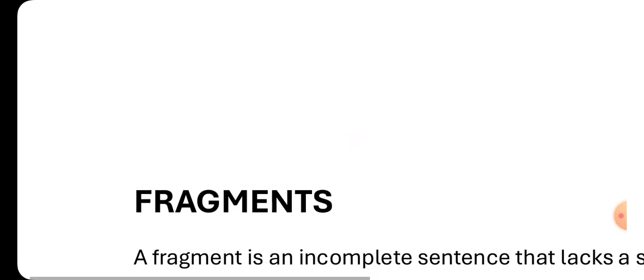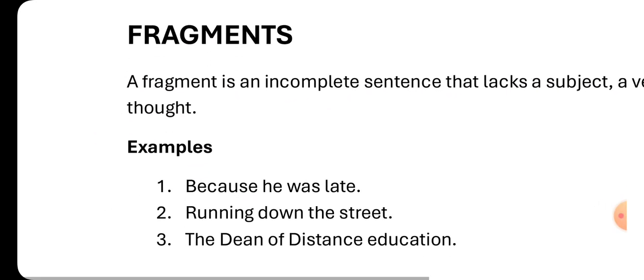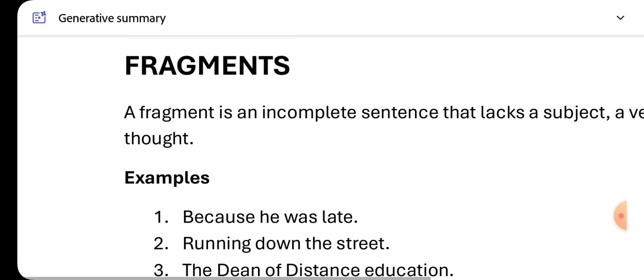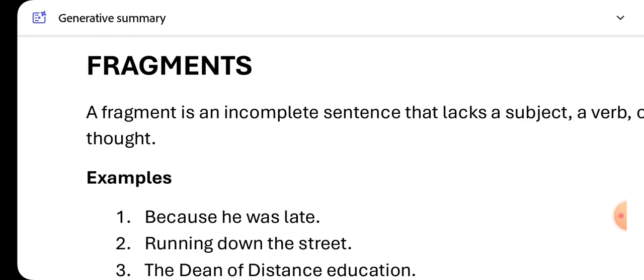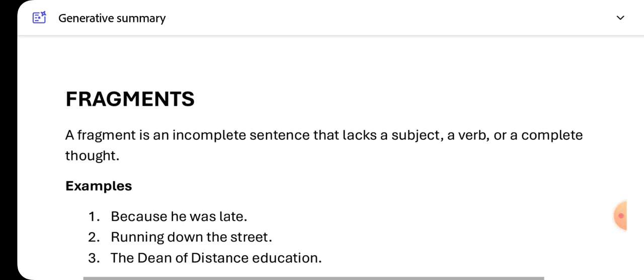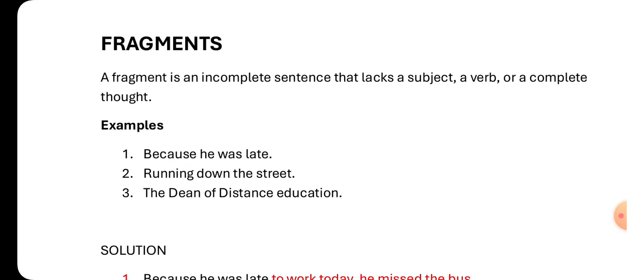Let's move on to the next one, which was what? Fragment. You already know what a fragment is. A fragment is an incomplete sentence that lacks a subject, a verb, or a complete thought. So sentences that lack subject, verb, or complete thought will be given to you in the errors. Sometimes they give you something like this. When you see it, you need to add a missing subject or the verb, or try to make it make sense. So examples of fragment are: because he was late.